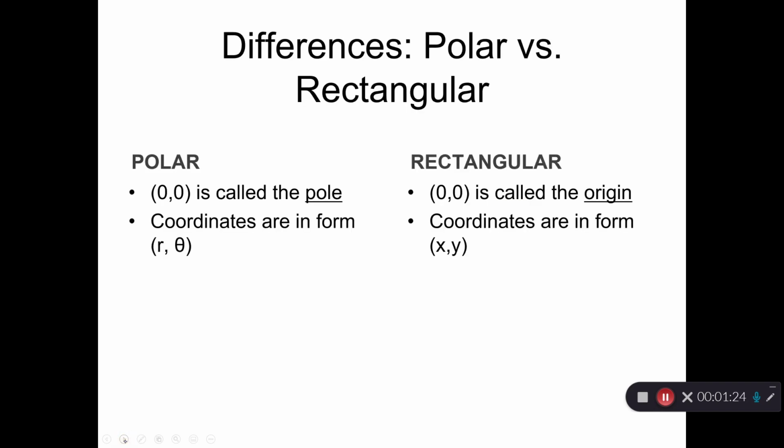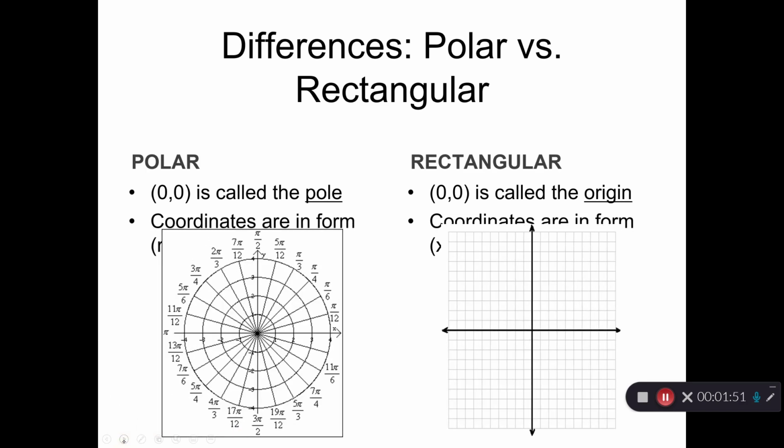Let's talk about some similarities and differences between polar and rectangular coordinates. In polar and rectangular, 0, 0 is a unique point. However, in polar it is called the pole. In rectangular it is called the origin. Coordinates are in the form of r theta for polar. Coordinates are in the form of xy for rectangular. One key difference is that our grids are different. In a rectangular grid, we go horizontal, vertical. With polar, we utilize an angle, so we'll move swiftly through an angle.